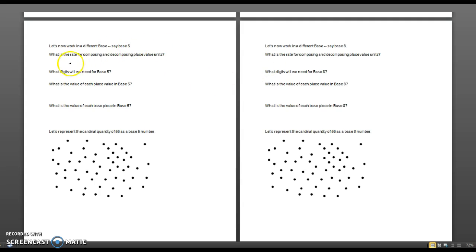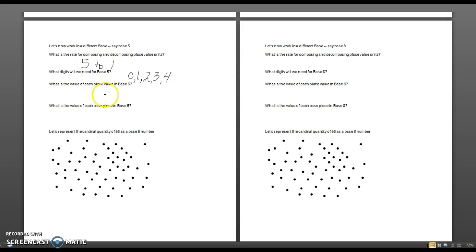All right. So when we do base 5, the rate for composing and decomposing place value units, right? When it was base 10, it was 10 to 1. So if we're in base 5, it's going to be 5 to 1. In terms of the digits, compare this to base 10 again. When we did base 10, we needed 0 through 9. 0 through 9 is 10 different digits. When we do base 5, we're going to need 0, 1, 2, 3, 4. We don't need a 5 because if we ever have 5 of something, that's our exchange rate.